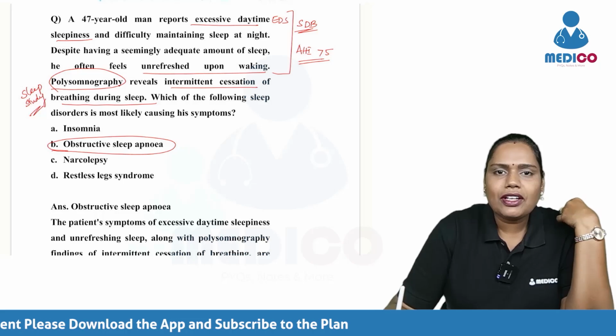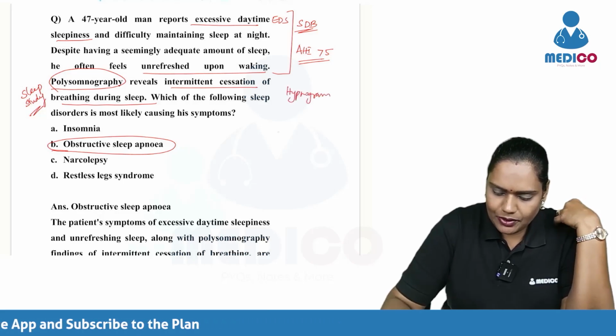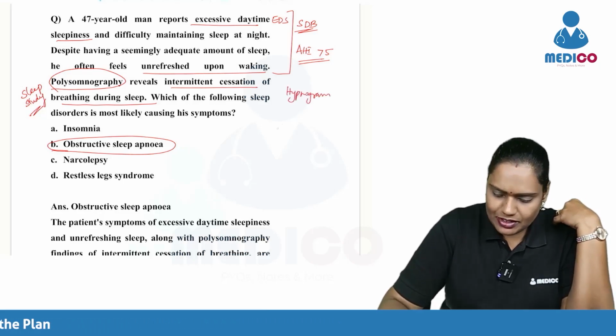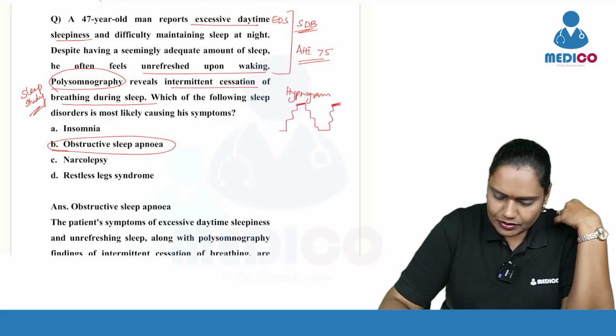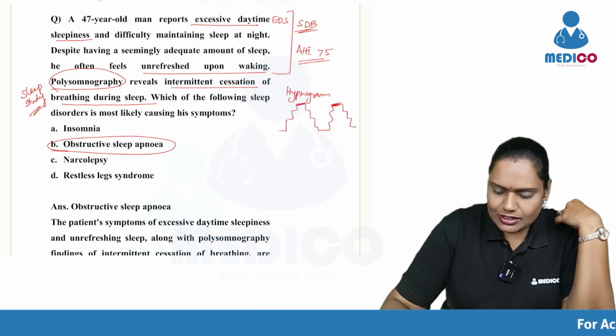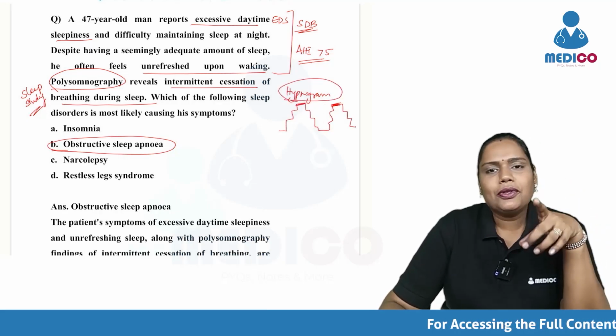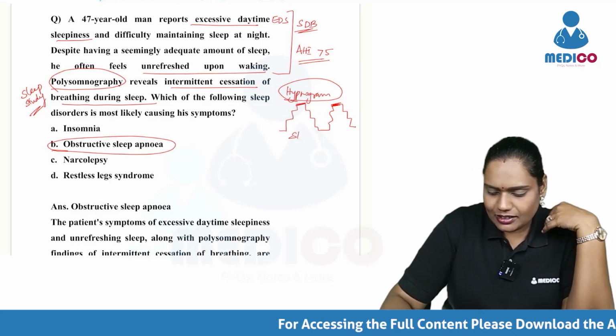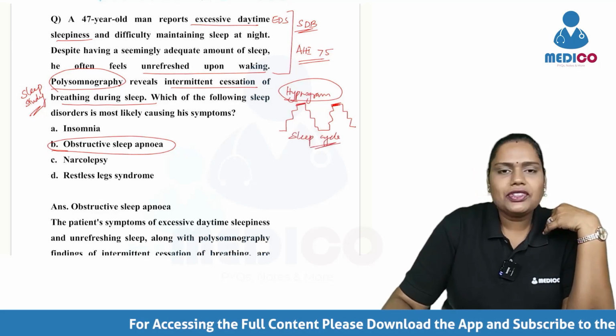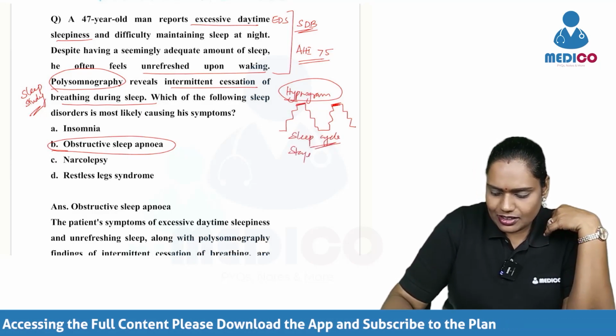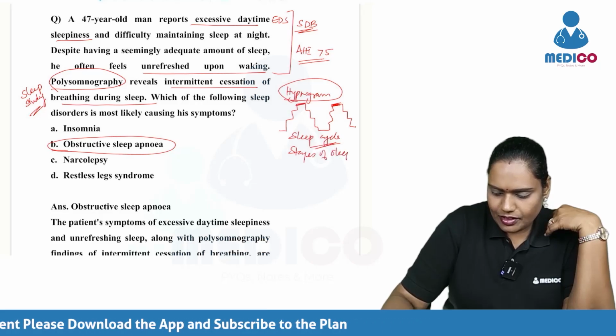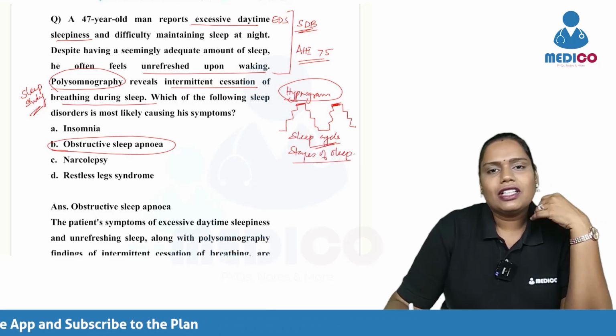Then what is a hypnogram? Hypnogram, you would have seen something like this, no? So what is this? This is a hypnogram. Hypnogram is showing you the sleep cycle. Hypnogram only shows you the sleep cycle, that is different stages of sleep.